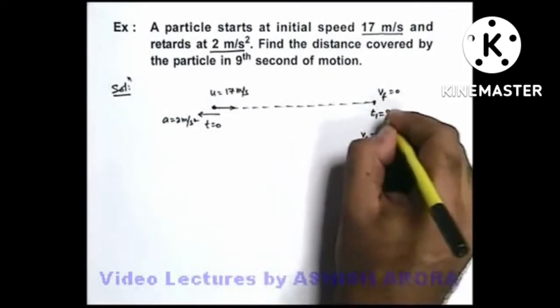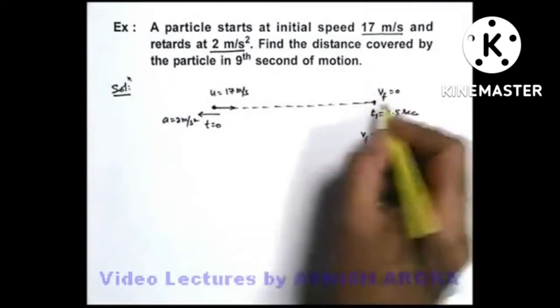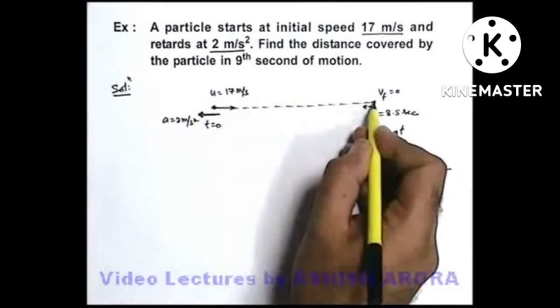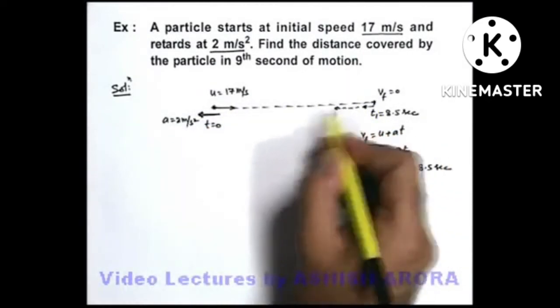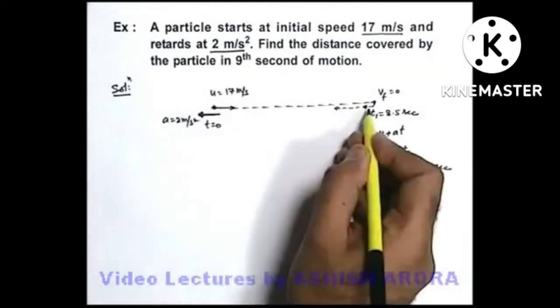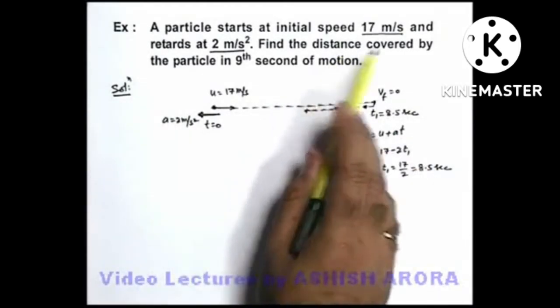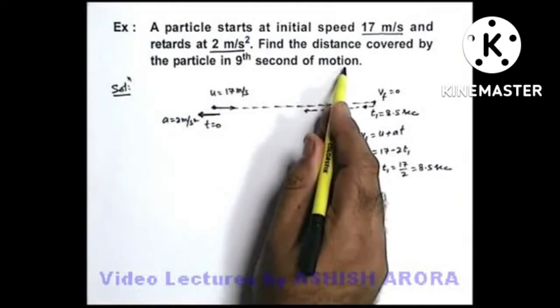So at t1 equals 8.5 second, it comes to rest, and then it will return back because the acceleration was opposite. Till this point its velocity is retarded, it comes to rest, and then it returns back due to the continuous action of acceleration, and now it will be in accelerated motion. Now in this journey, we are required to find the distance covered by the particle in 9 seconds of motion.